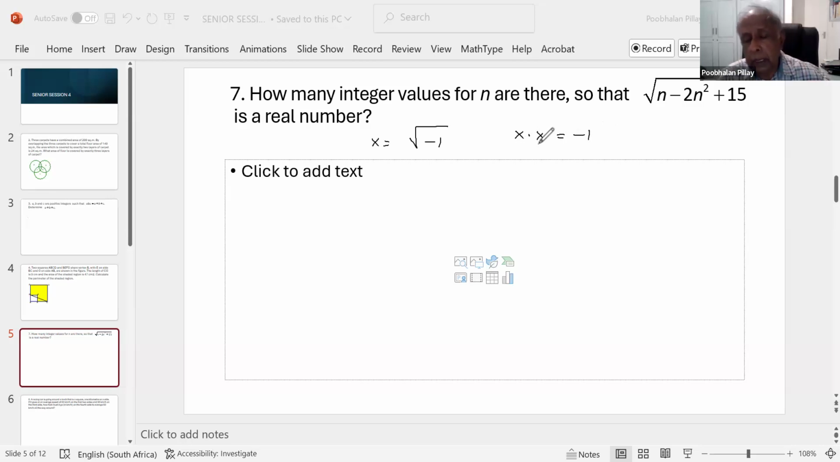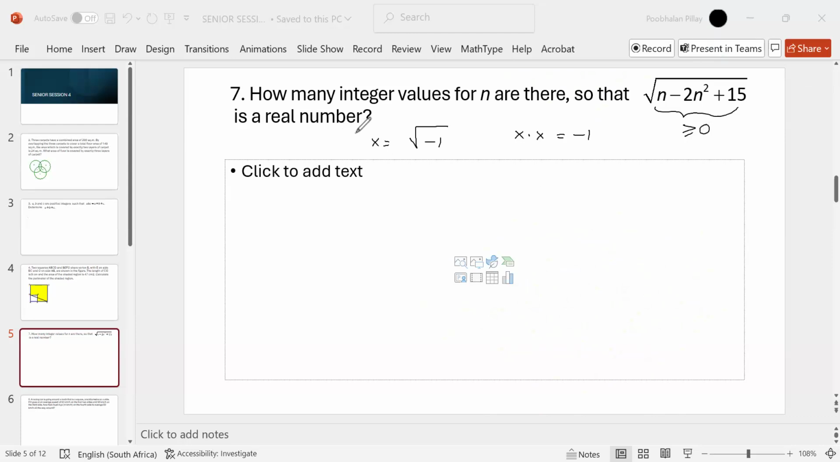Now this is impossible, because if you multiply a number by itself, if it's positive, then both are positive, so the product is positive. If x is negative, then both are negative, and the product will again be positive, because negative times negative is positive. So it's impossible to get -1. Therefore, the stuff inside the square root sign in general cannot be negative. To say it cannot be negative is the same as saying it is either 0 or positive.